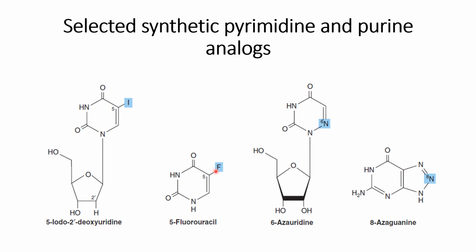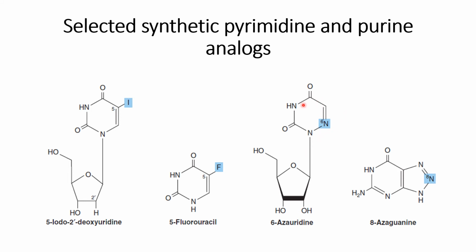5-fluorouracil. Instead of iodo, there is the fluoro group. These nucleotide analogues get incorporated into the DNA. They will stop the further replication of the cell. Azauridine. Azauridine means there is a nitrogen to nitrogen.